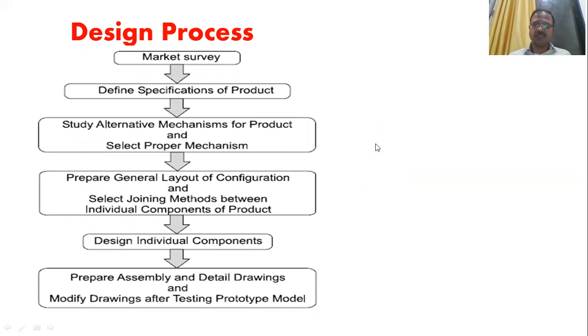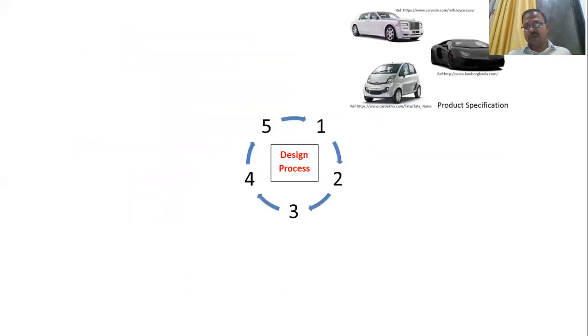For all these purposes, market survey is done. Then the other steps are explained in the next slide. Now, after market survey, we are talking about the product specifications. Product specifications involve the details of the product.